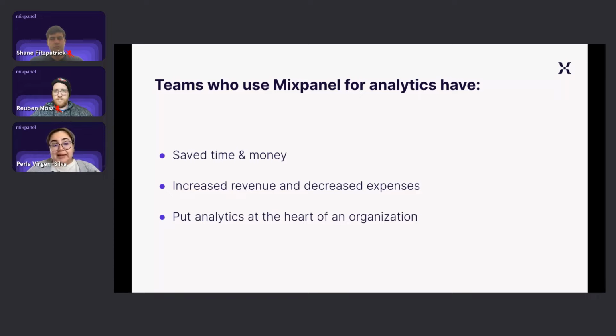And by putting analytics at the heart of the organization, everyone is aligned on what growth levers are working and how you're driving towards hitting those business goals. With data-informed decision-making, you have better product and marketing collaboration, and there's greater agility and responsiveness to customer needs.